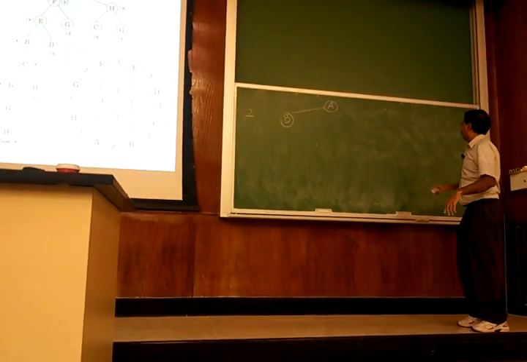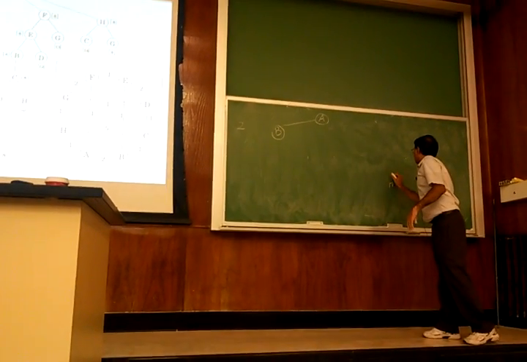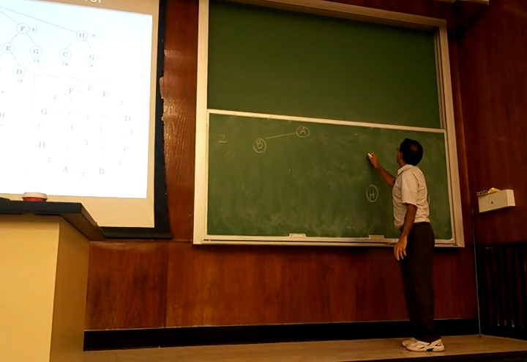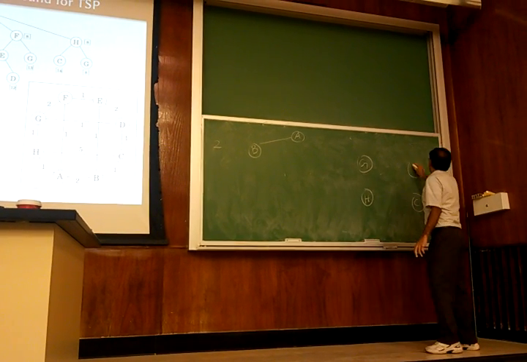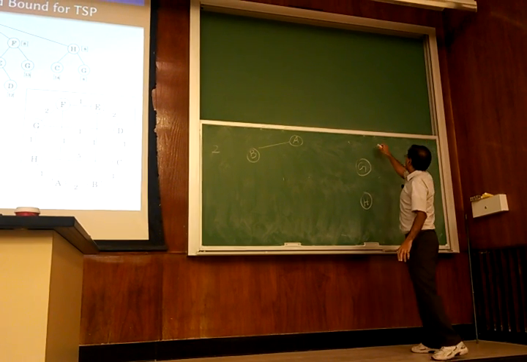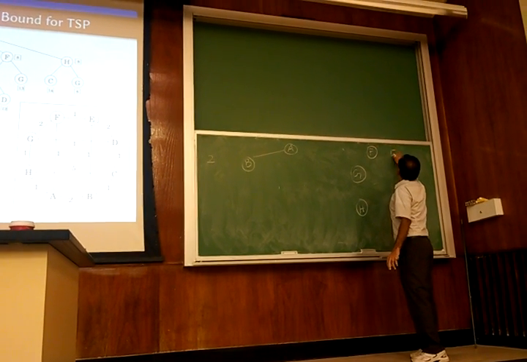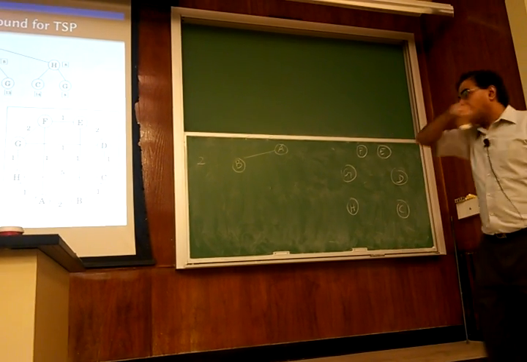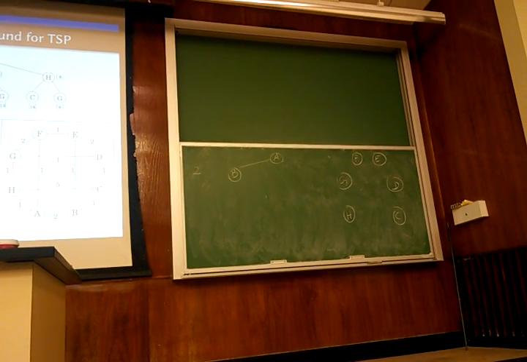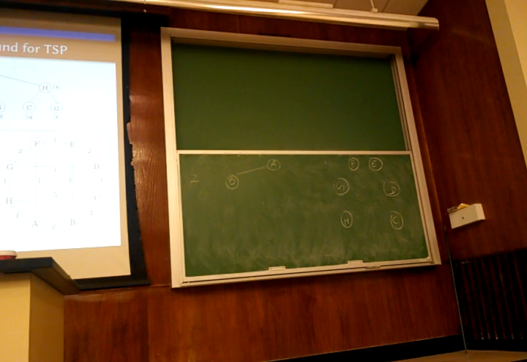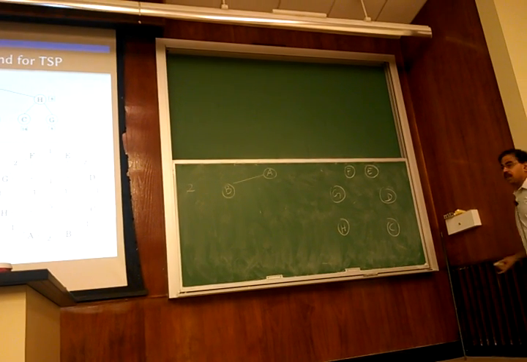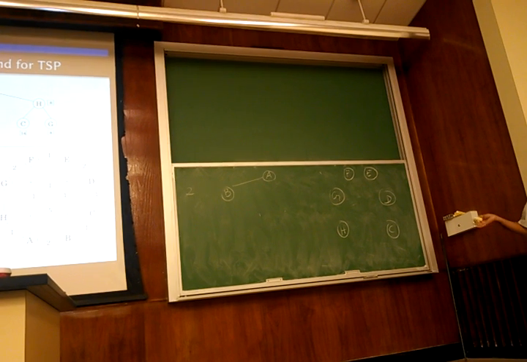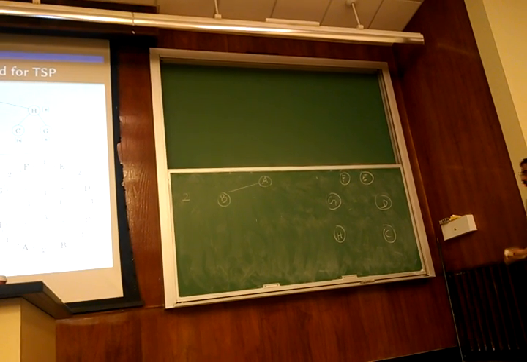Okay, so we have H, C, G, D, F, E. These are the vertices that are left. These are the V minus S vertices, and we want to construct a minimal spanning tree for this. So how do we do this? Well, we pick the minimal cost edge and keep adding as long as we are not creating cycles.